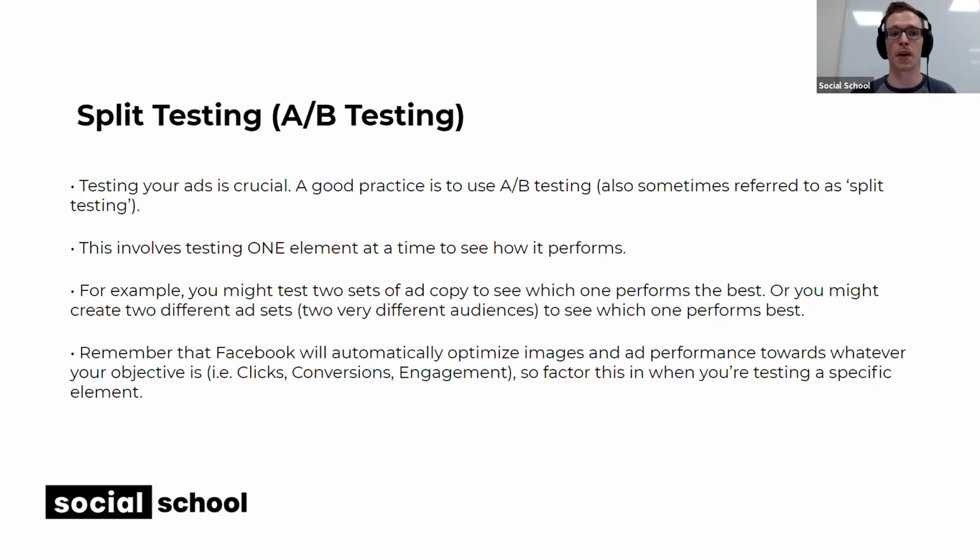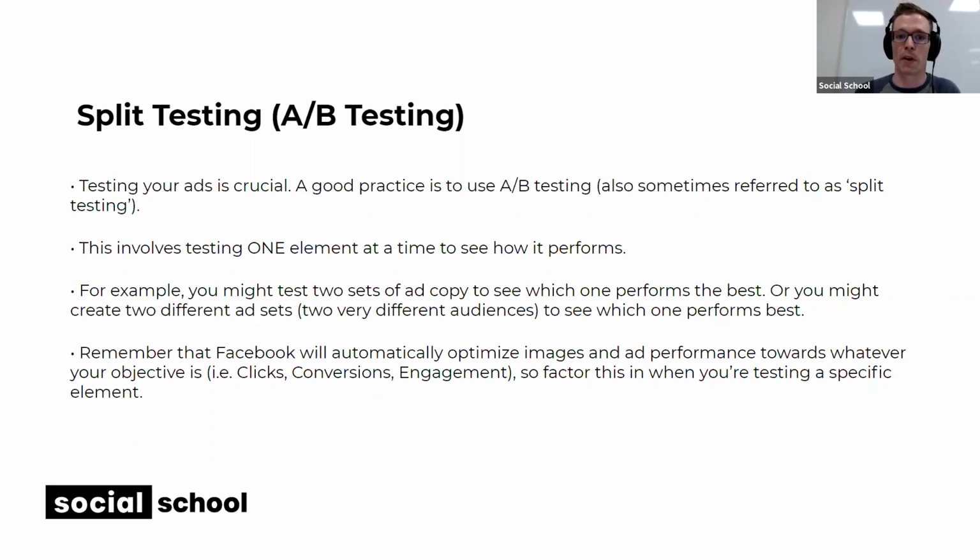What this means is we want to test one element at a time to see how well it performs. We want to test one element at a time because that allows us to get the results the fastest possible. Once we start creating 4 or 5 different factors that we're trying to test, it's just going to add extra time and extra money to be able to find out which one's performing and which one's not.